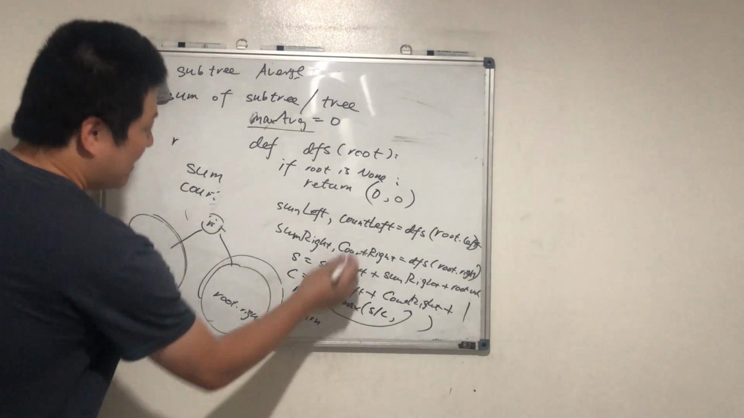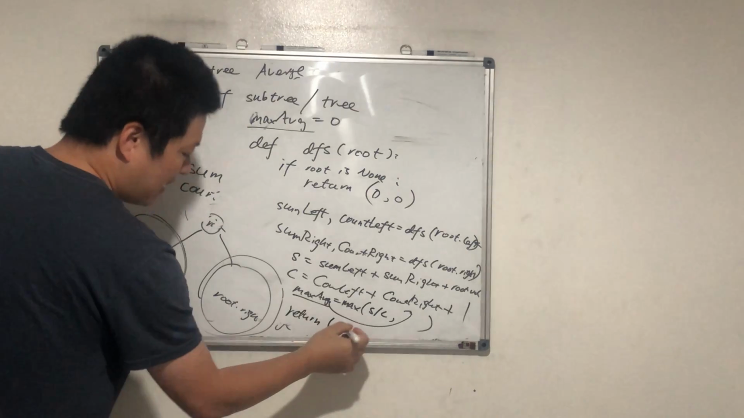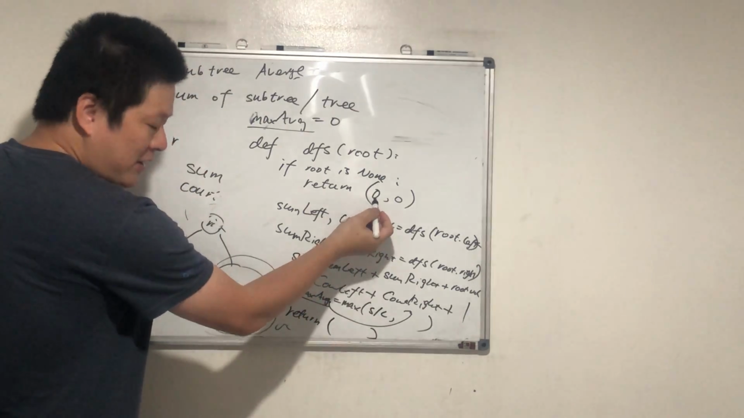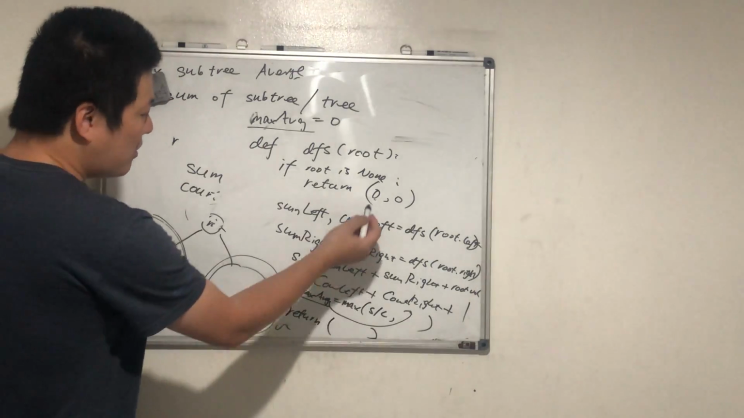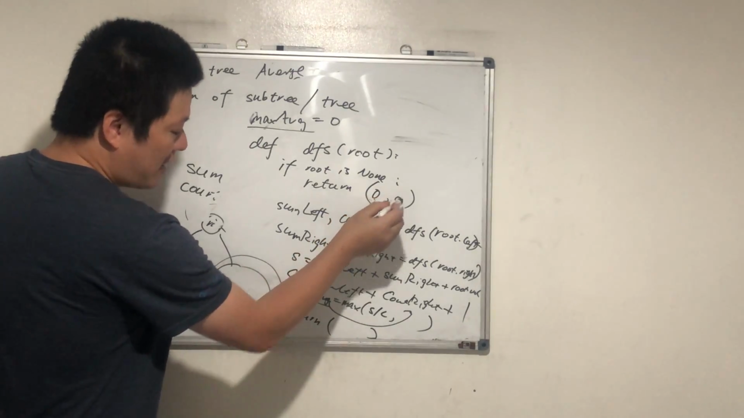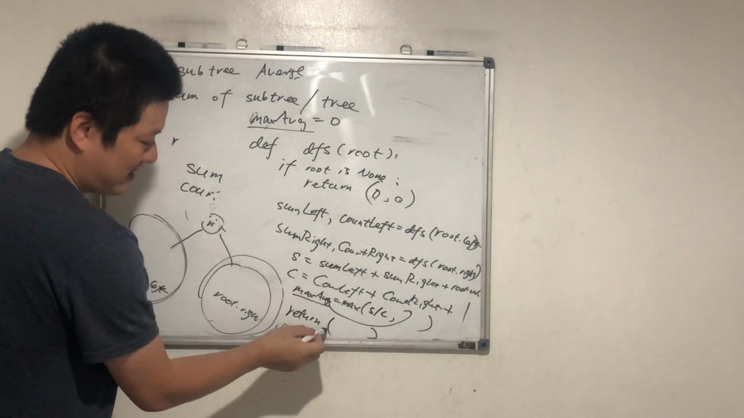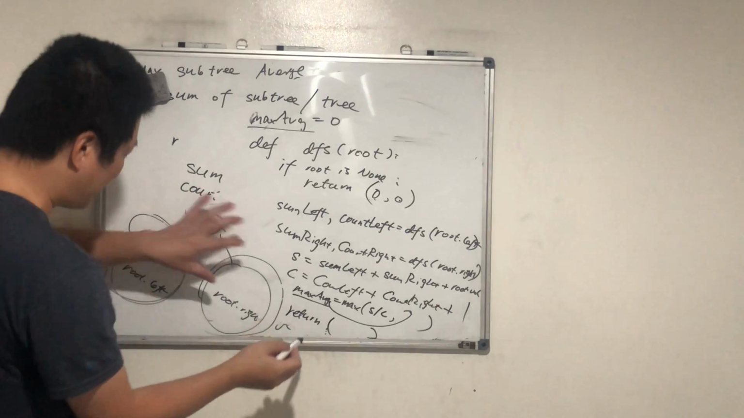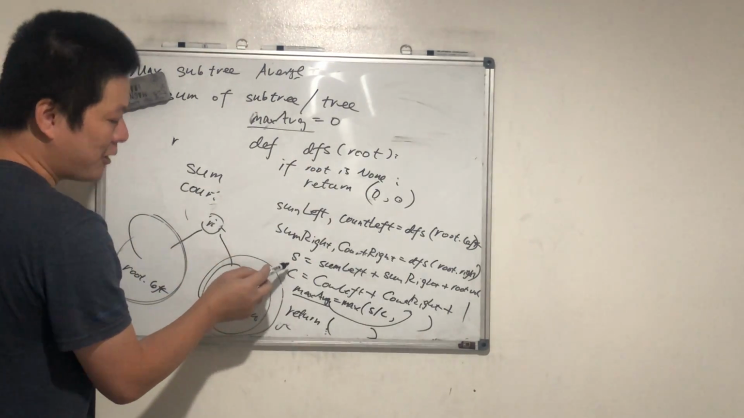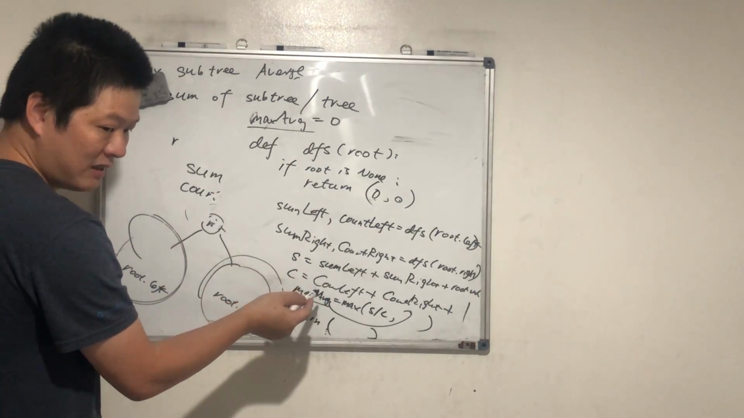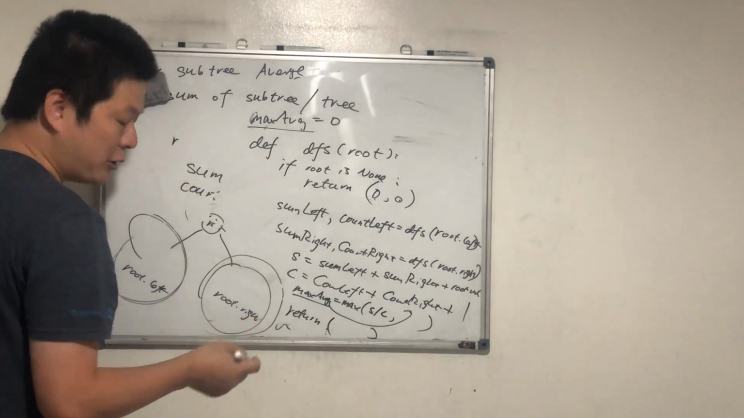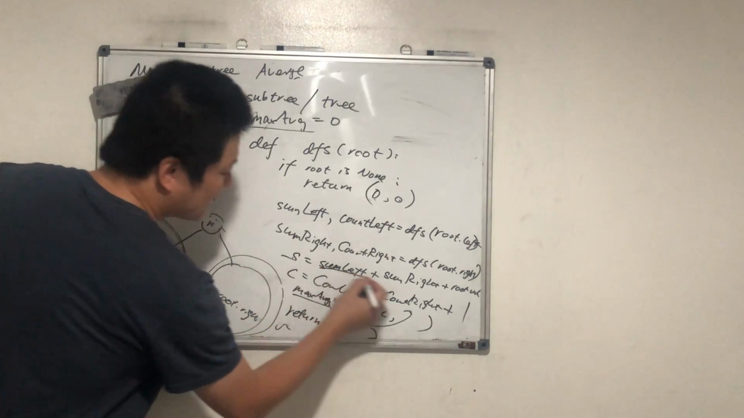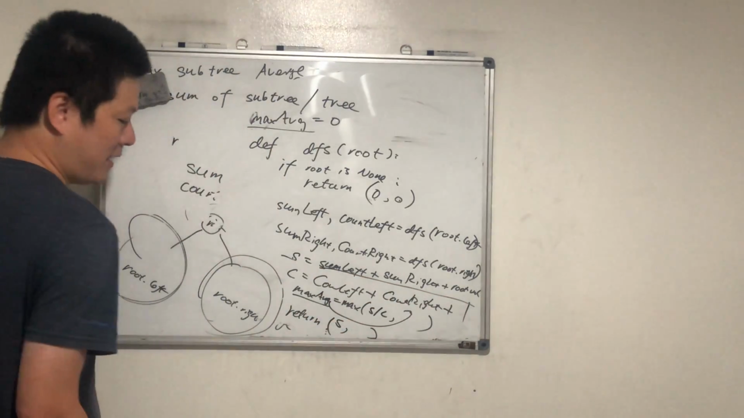And then we want to return what? The first one is a tuple. Which one is the sum? Not max average. This is the sum, this is the count. So what do we return here? The sum of this whole tree rooted here. Which one is the sum? S, sum.